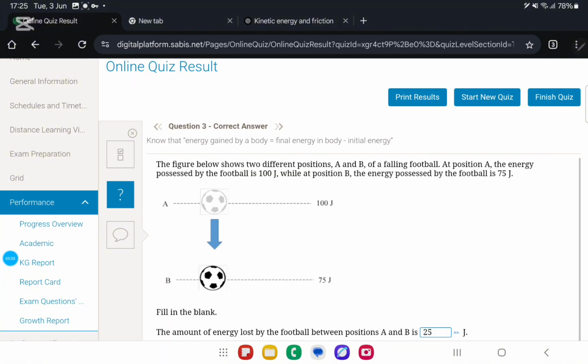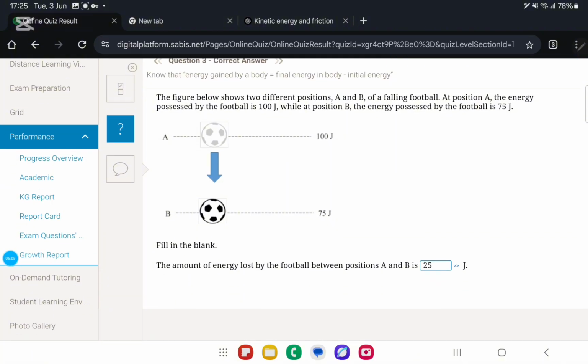Now for question 3, this is easy. The figure below shows two different positions, A and B, of a falling football. At position A, the energy possessed by the football is 100 joules, while at position B, the energy possessed by the football is 75 joules. Fill in the blank: the amount of energy lost by the football between positions A and B is what?